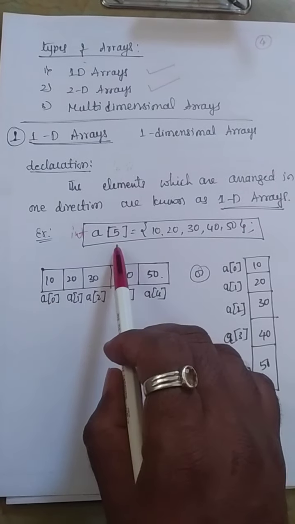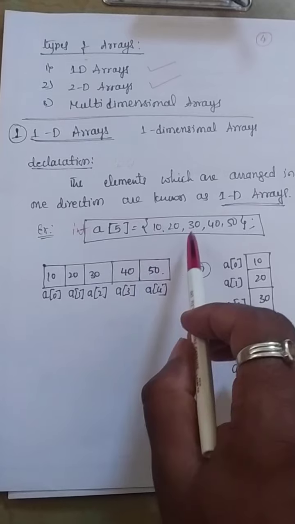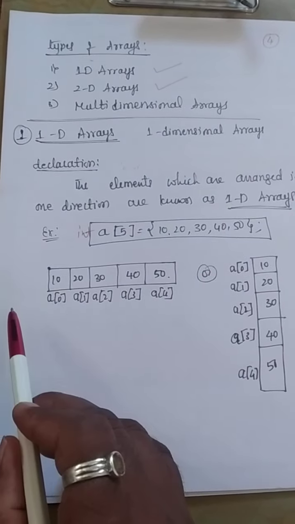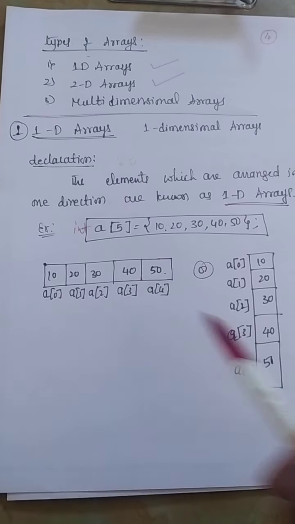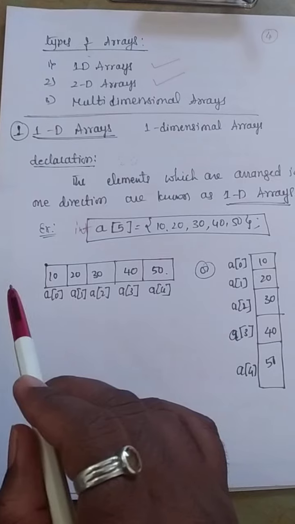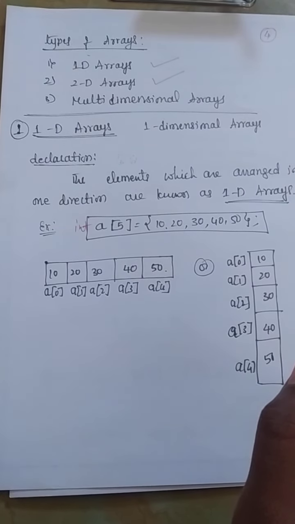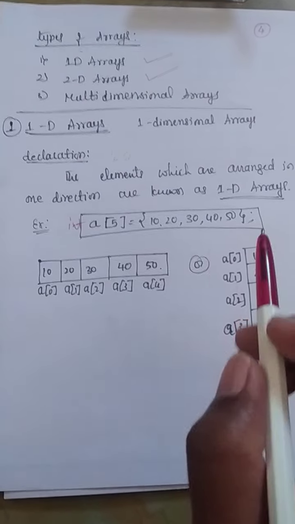See, this is declaration and initialization. Okay, now it means your array contains 5 elements. These 5 elements can be stored horizontally or vertically like this. Whatever you take, but it will be in one direction: 10, 20, 30, 40, 50. Got it? So these types of arrays are known as one dimensional arrays.